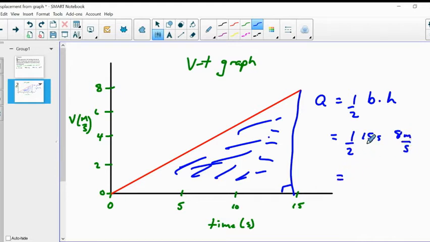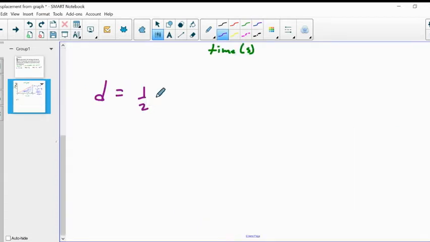And if I do some quick mental math on this, I'm going to end up with an answer of 60, and my units will be meters. Interesting. My units are meters. That to me looks like it's a distance. Distance is 1/2 the base times the height. So let's remember that the base of this graph is our time, and the height relates to our velocity.